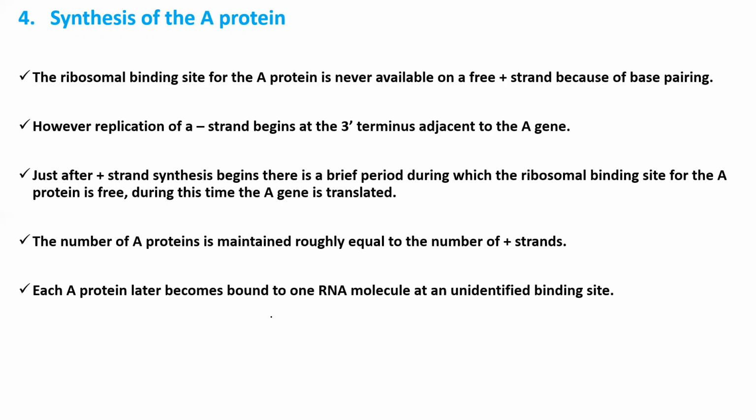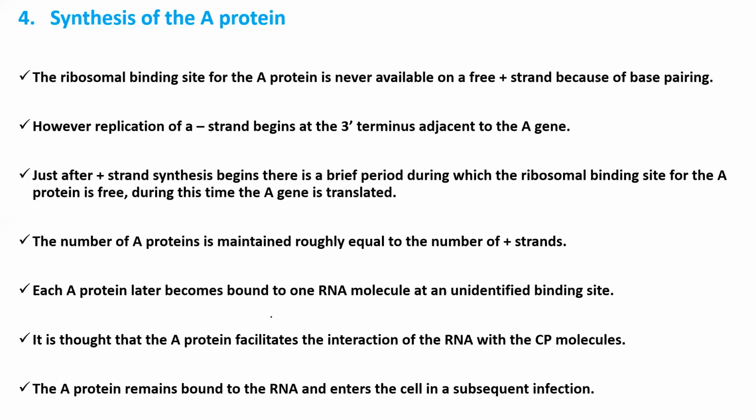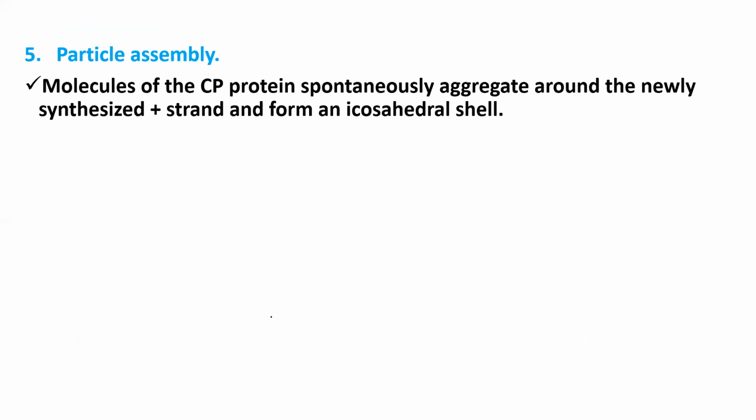Each A protein later becomes bound to the plus single-stranded RNA at an unidentified binding site. It's thought that the A protein facilitates the interaction of the RNA with the coat protein molecules and helps in the packaging. A protein remains bound to the RNA and enters the cell in the next cycle or subsequent infection. And after the A protein is also made and then the single-stranded RNA is packed, that's assembly. So molecules of the capsid or the coat protein spontaneously aggregate around the newly synthesized plus strand and form an icosahedral shell.